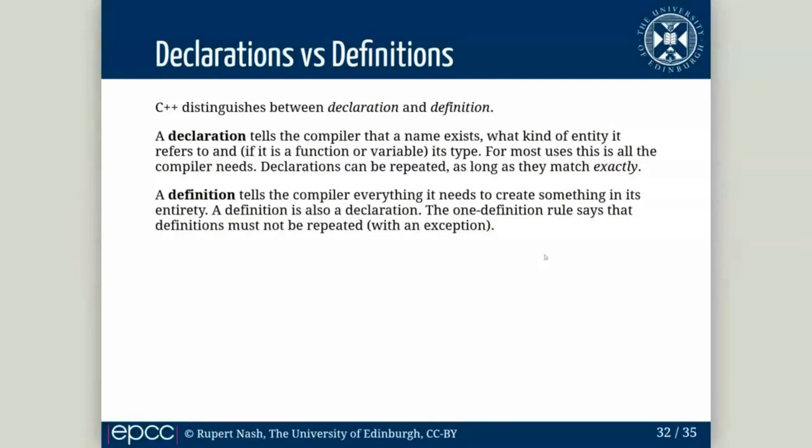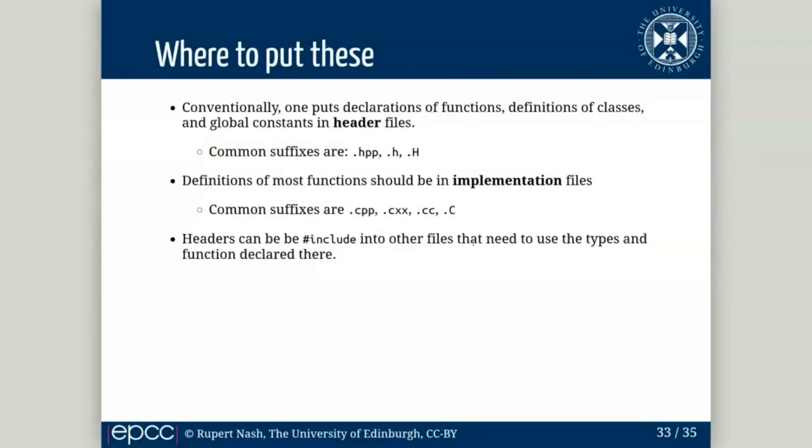A definition tells the compiler everything it needs to create something in its entirety. As it says, a definition is also really a declaration, but the one definition rule says that definitions must not be repeated without an exception. So what does this mean?